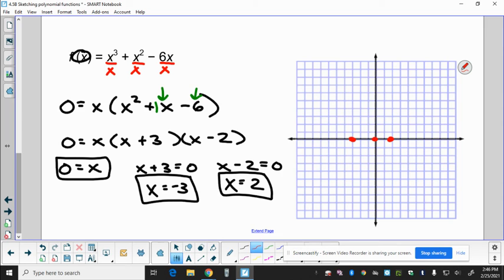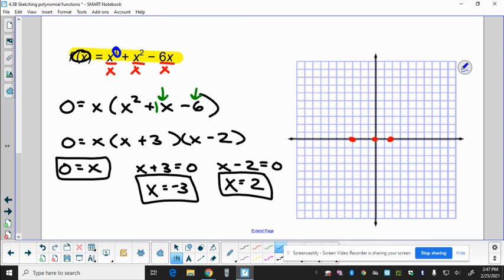Let's go back to the original function. Can we find a y-intercept if we plug a 0 in for all the x's? And the answer is yes, it's going to be 0. We already have that point plotted. So next thing to do is consider end behavior.